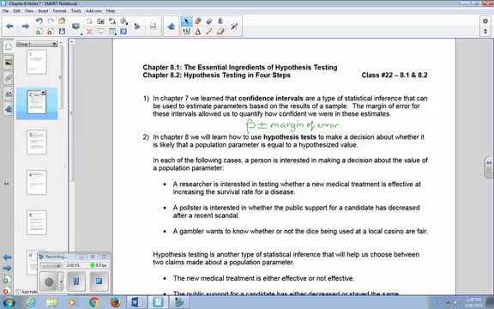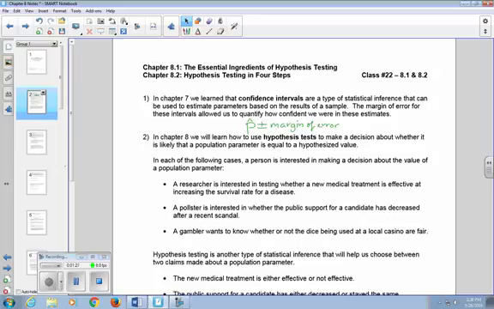In Chapter 8, we're going to learn how to use hypothesis tests to make a decision about whether it is likely that a population parameter is equal to a hypothesized value. So in each of the following cases, a person is interested in making a decision about the value of a population parameter. The first one, a researcher is interested in testing whether a new medical treatment is effective at increasing the survival rate for a disease. Second one, a pollster is interested in whether the public support for a candidate has decreased after a recent scandal. And the last one, a gambler wants to know whether or not the dice being used at a local casino are fair.